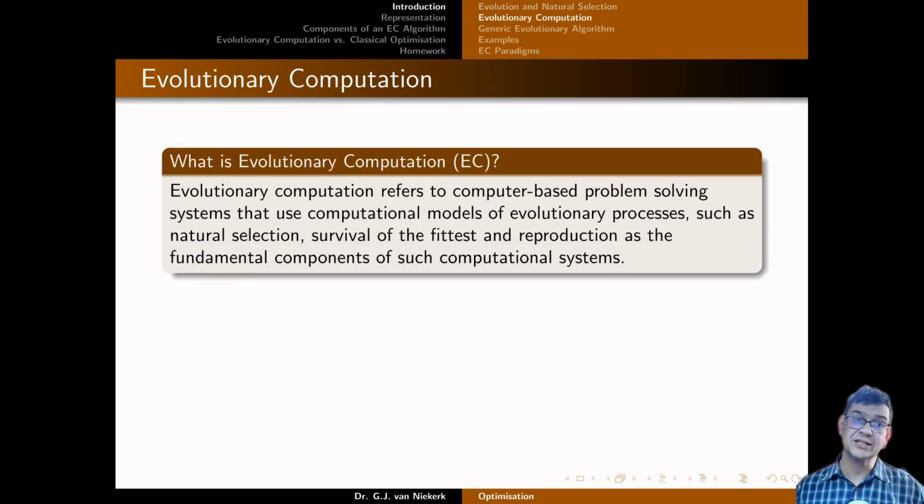Which of course brings us to evolutionary computation, or EC. Now evolutionary computation refers to any computer-based problem-solving system or algorithm that uses computational models of evolutionary processes. In other words, it's inspired by evolution, such as natural selection, survival of the fittest, reproduction, as the fundamental components that are driving these computational systems. And this typically boils down to 5 key components. So let's have a look at these.